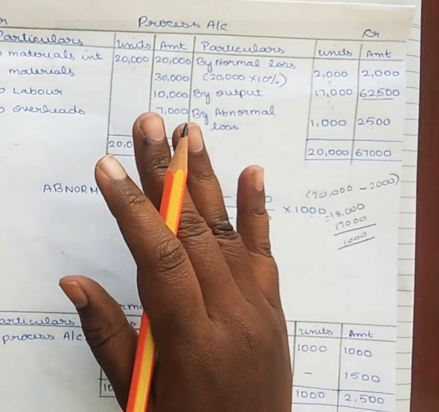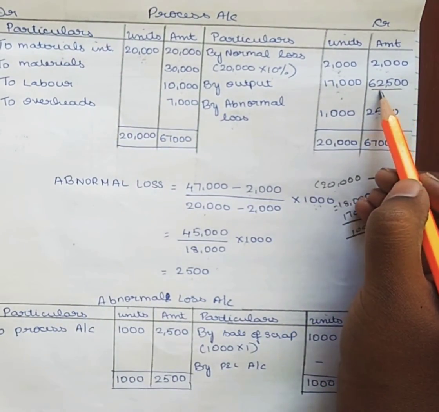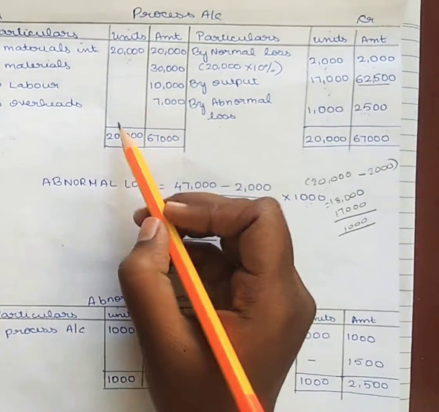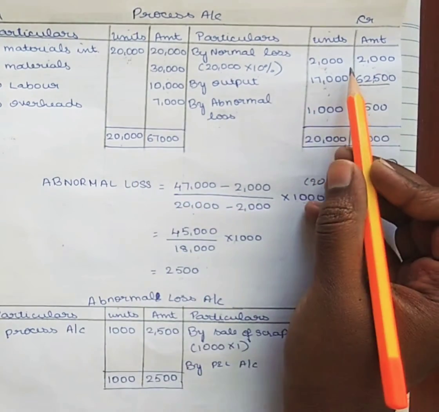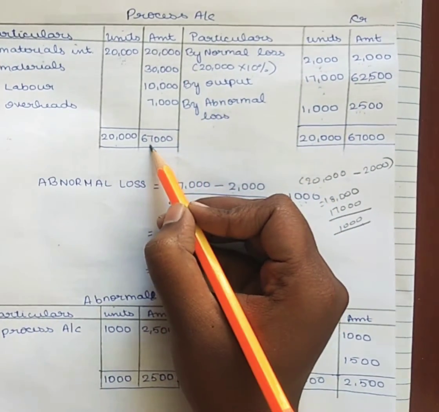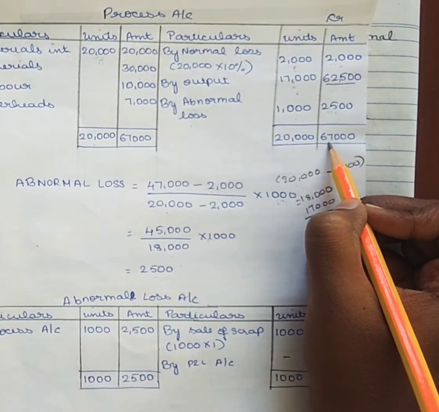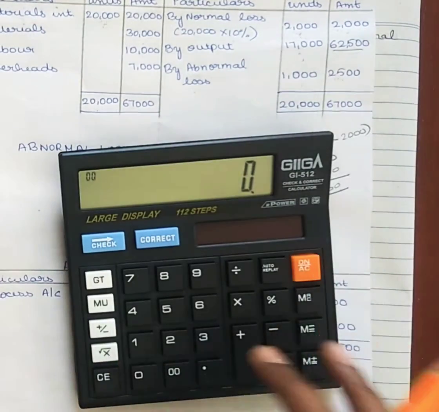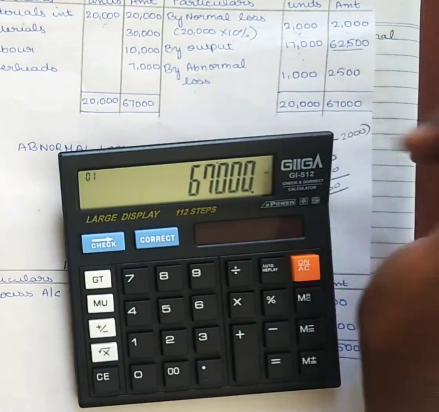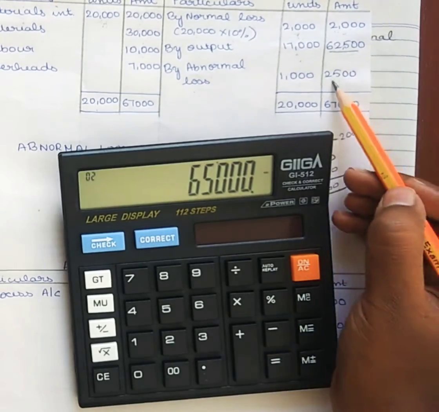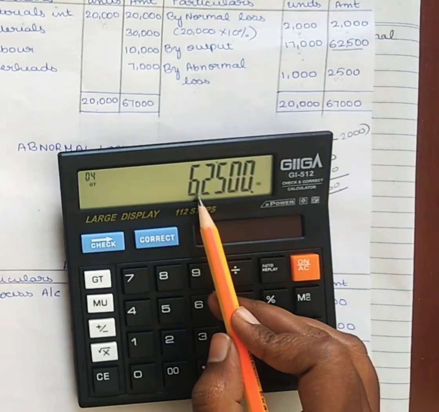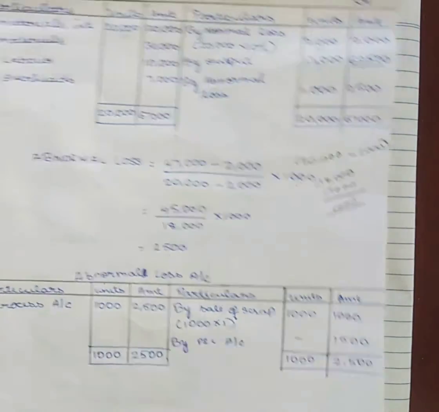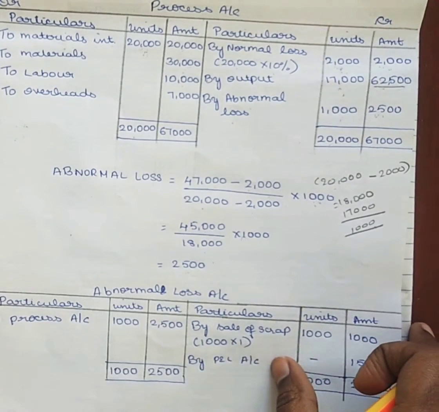Now we need to balance between debit and credit side. See, as I told earlier, now we got 1000 and 2,500. This will be the balancing figure now. Okay, 20,000 units, we will get both the debit and credit side. Debit side total is more, which is 67,000. Write that 67,000. Now 67,000 minus 2,000, minus this 2,500 will give you 62,500. That 62,500 is what I have taken here. Okay. Now we are done with the preparation of process account.